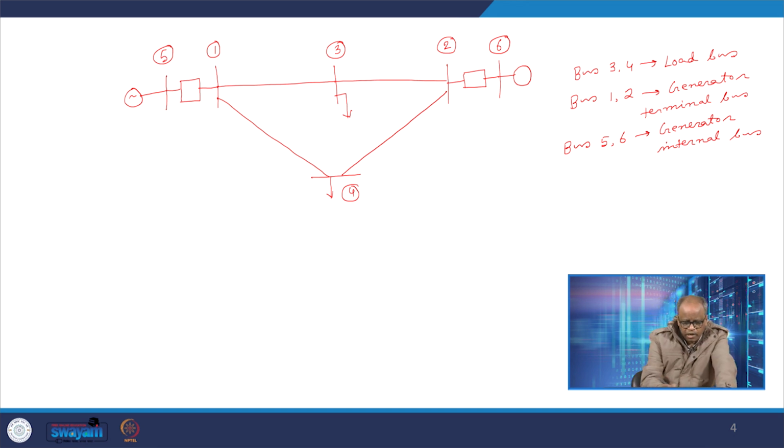And of course, please note that all these lines would be represented by their equivalent pi model, etc., so all these are known. This one is the generator internal impedance of generator 1.